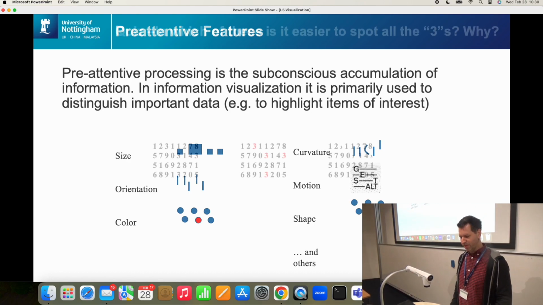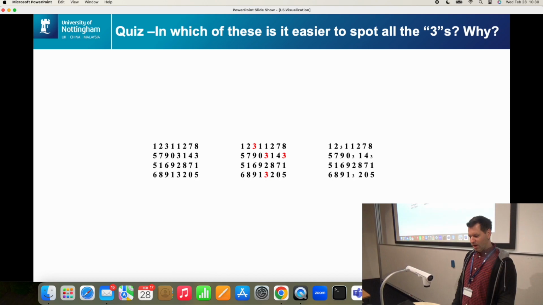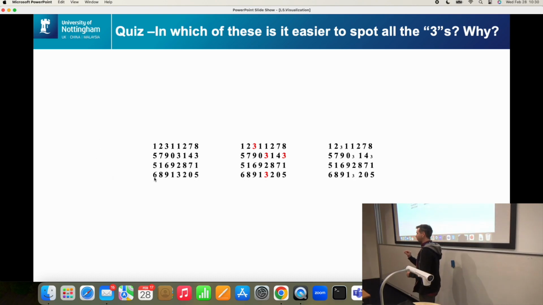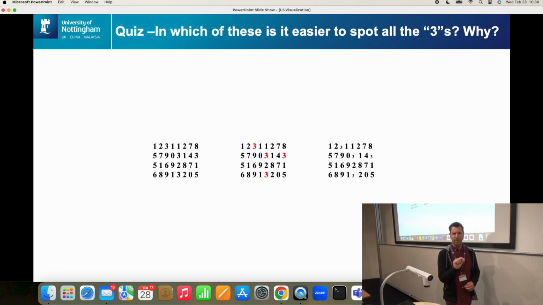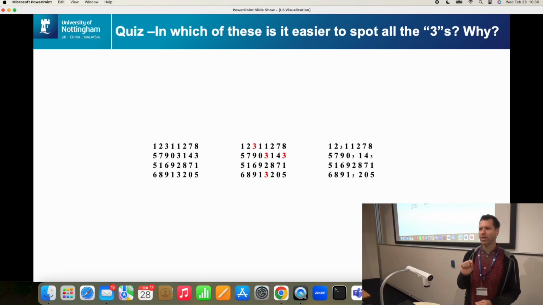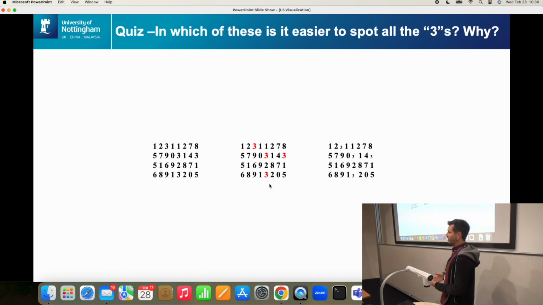Here's an example of that. In which of these cases is it easier to spot all the threes? If we look at the first image, it's difficult to see all of the threes because we have to look at every individual number to locate them. And even if we do that, there's a good chance we're going to miss one. But if the threes are highlighted in red, you can spot them in less than a second.